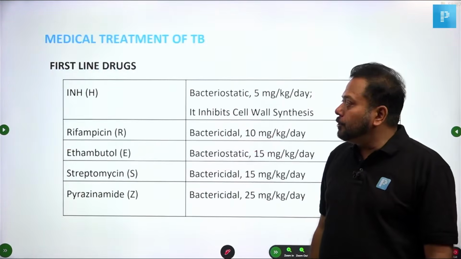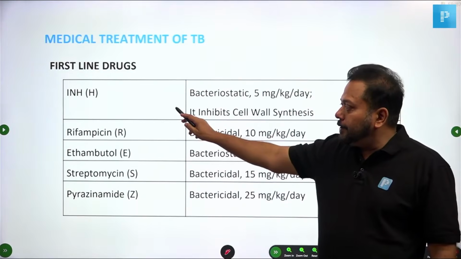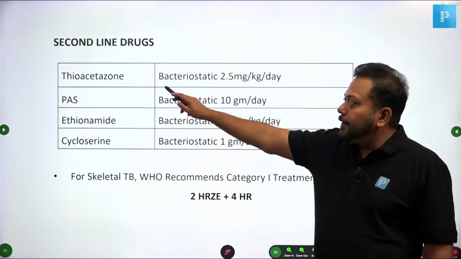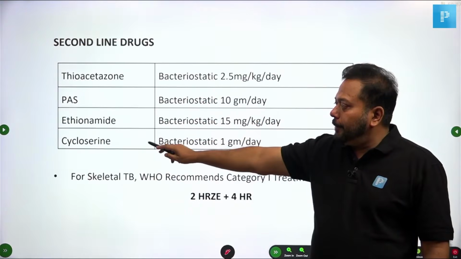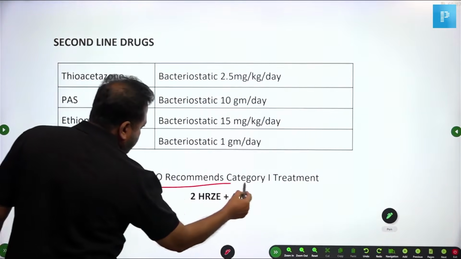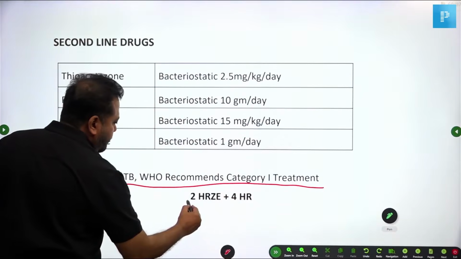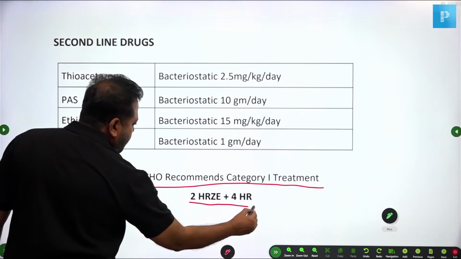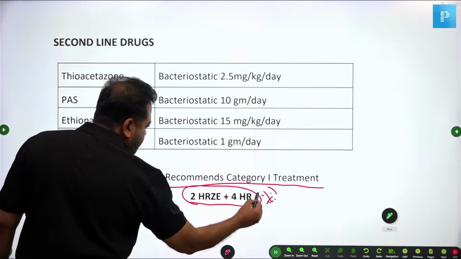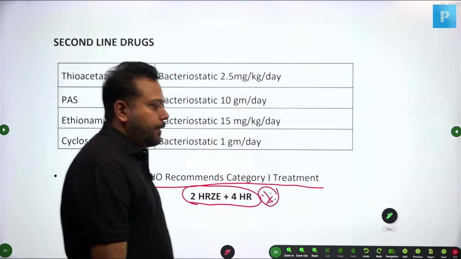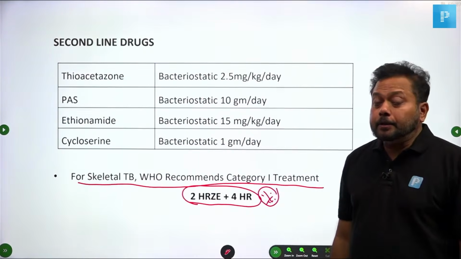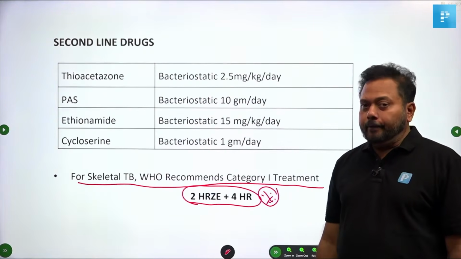This is the WHO classification. First line drugs are INH, rifampicin, ethambutol, streptomycin and pyrazinamide. Second line drugs are thiacetazone, PAS, ethionamide and cycloserine. For skeletal tuberculosis, WHO recommends category 1 treatment: 2 months of 4 drugs, then another 4 months of 2 drugs. This is very important. It is a very practical question because skeletal tuberculosis is very common in our country.